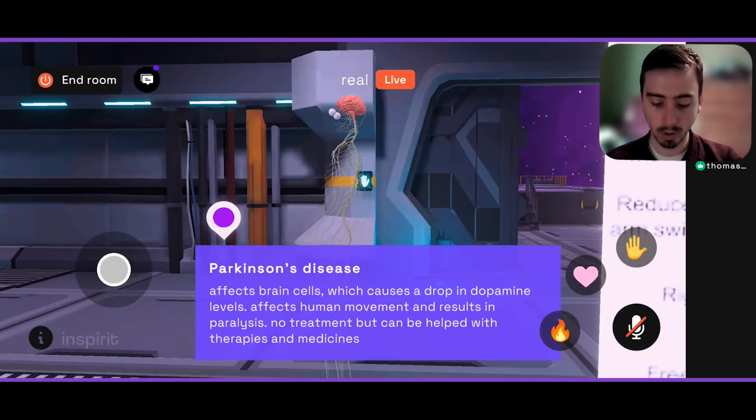And then we move over to Parkinson's disease. Now, in people with Parkinson's disease, this is more of a problem with the balance of the neurotransmitter dopamine in their brain. And when they have a drop in dopamine levels, this affects their movement and results in paralysis. Now, there is no treatment for Parkinson's at the moment, but there are certain medications to help alleviate some of the symptoms.